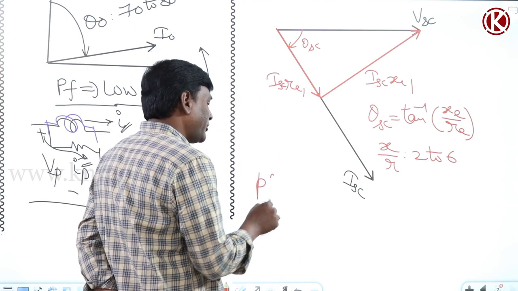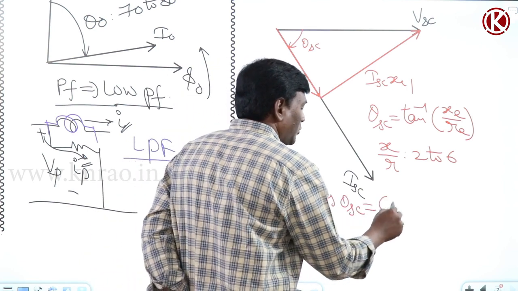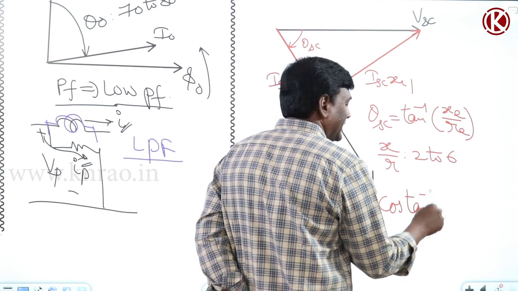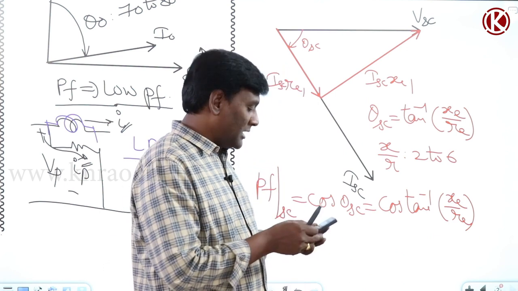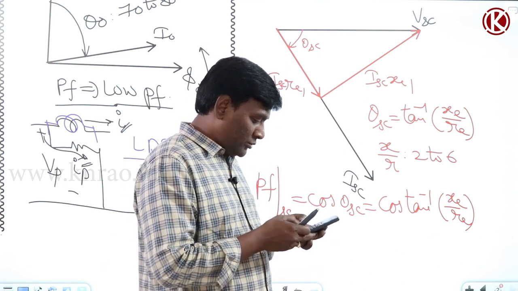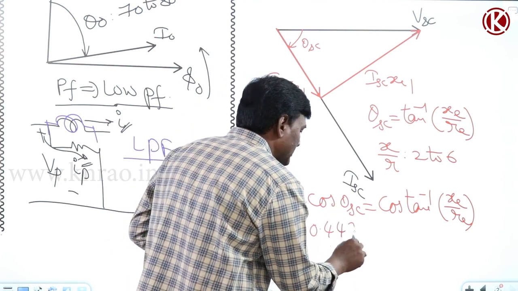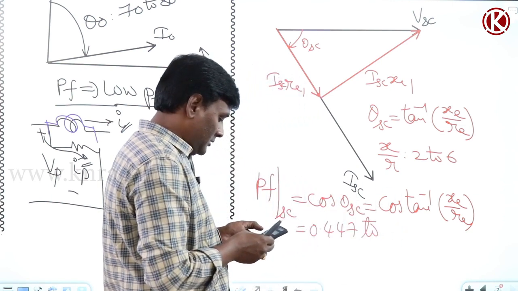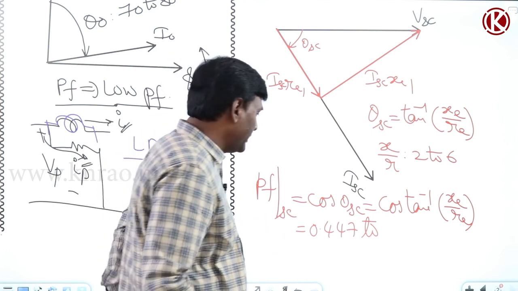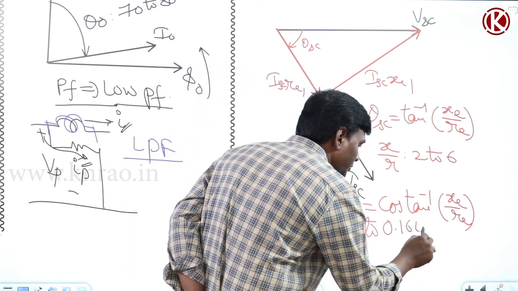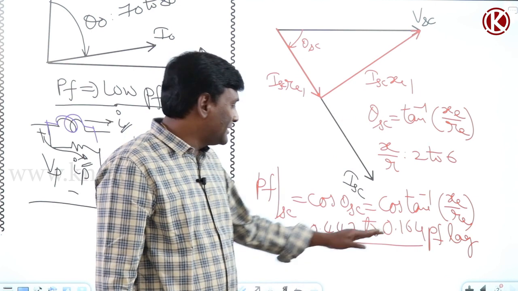Now, what is the power factor under short circuit condition? It is going to be cos theta SC, equal to cos of tan inverse of XE by RE. If I think of an X by R ratio of 2, tan inverse 2 gives cos 0.447. For an X by R ratio of 6, cos of tan inverse of 6 gives 0.164. So this is going to be 0.164 PF lag.